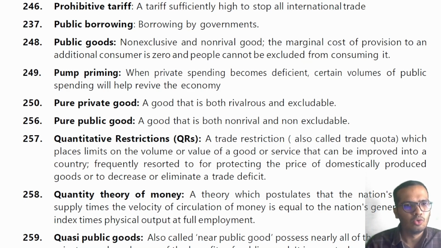Then we have quantitative restriction, QRs. So it's a trade restriction, also called trade quota, which places a limit on the volume or value of a good or service that can be imported into the country, frequently resorted to for protecting the price of domestically produced goods or to decrease or eliminate a trade deficit.